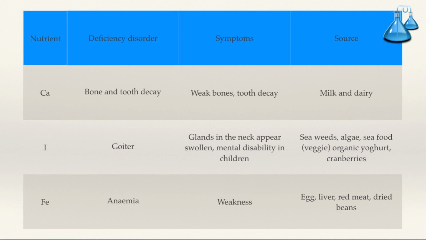Iodine deficiency causes goiter, where the glands in the neck swell, you must have seen, and it also leads to mental disability in children. The main sources are seafood, seaweeds, algae, and organic yogurt, cranberry. Iron deficiency leads to weakness and anemia. And the main sources are egg, liver, meat, and dried beans.